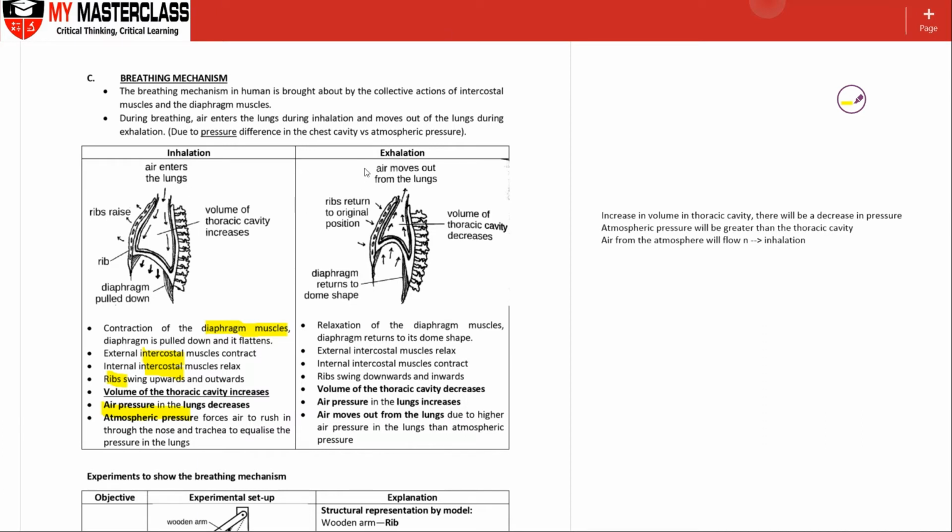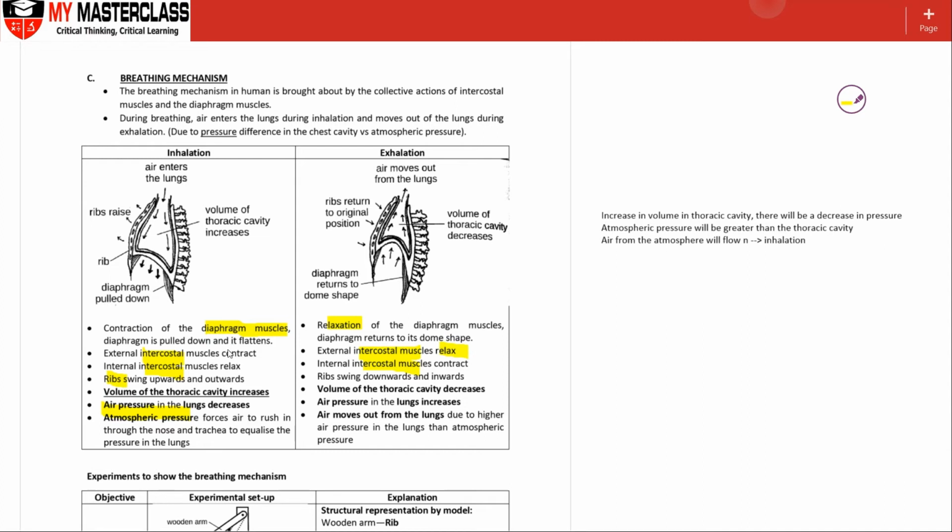Okay, now exhalation is the opposite. So you have relaxation of the diaphragm muscles. Both external and internal intercostal muscles will work in opposite directions again. So in inhalation, the external one contracts. During exhalation, the external one will relax.